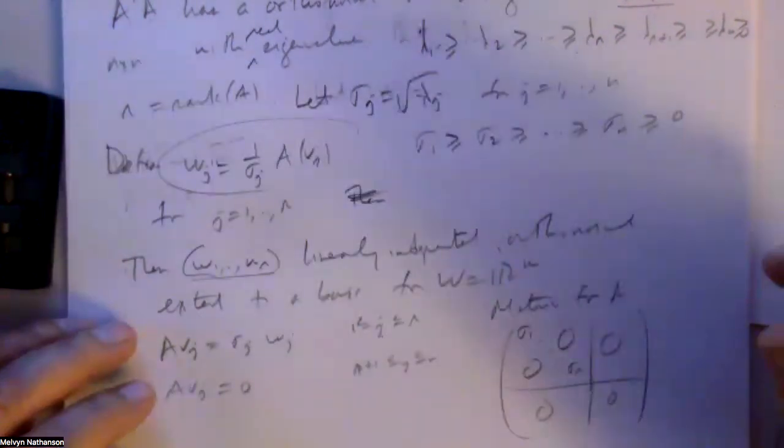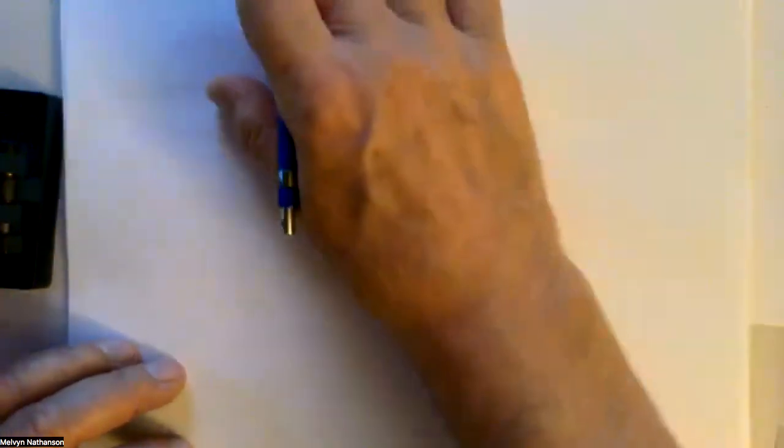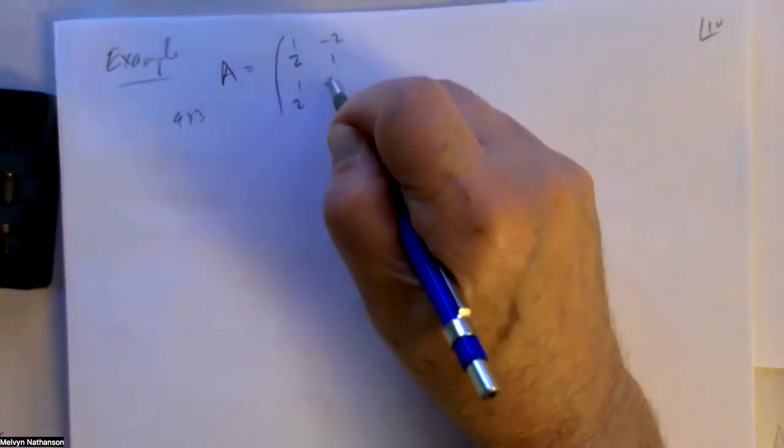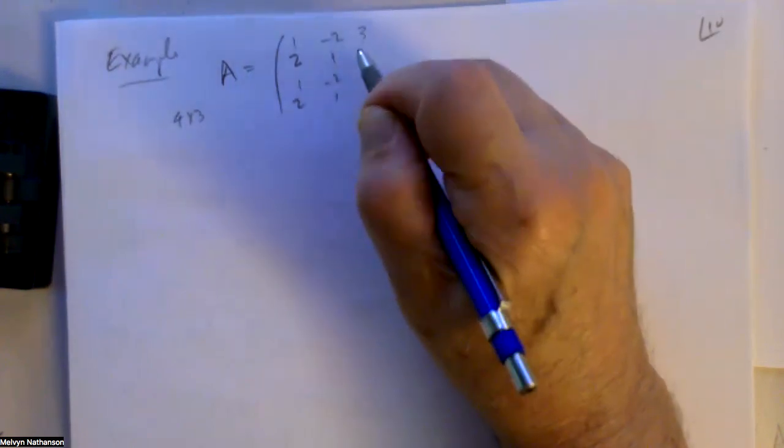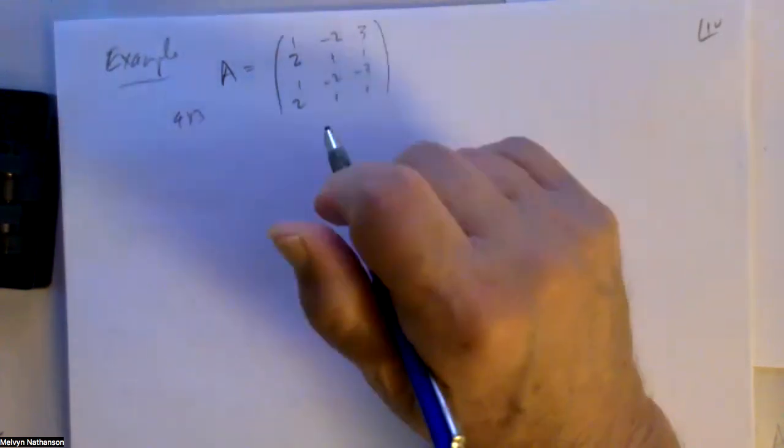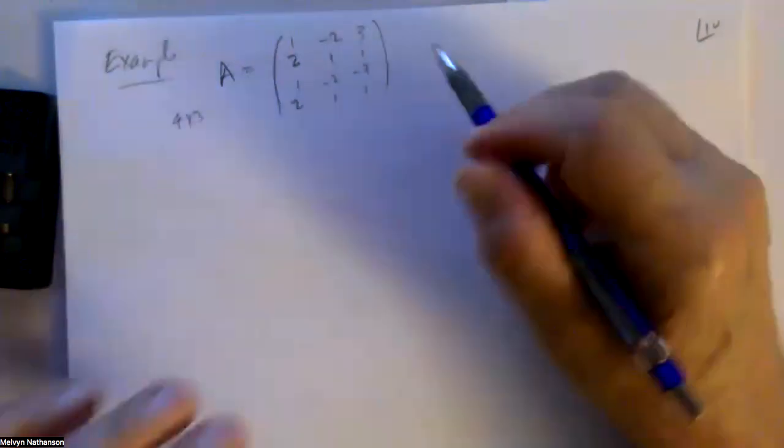So maybe the simplest thing, even though it's not so simple, is to work out some examples and see what happens. So let's start with an example. And the point is, this works for arbitrary rectangular matrices. We don't have to look at just 2 by 2 matrices. So let's say we have the matrix, this is going to be a 4 by 3 matrix: 1, 2, 1, 2, minus 2, 1, minus 2, 1, 3, 1, minus 3, 1. So that's the matrix A.